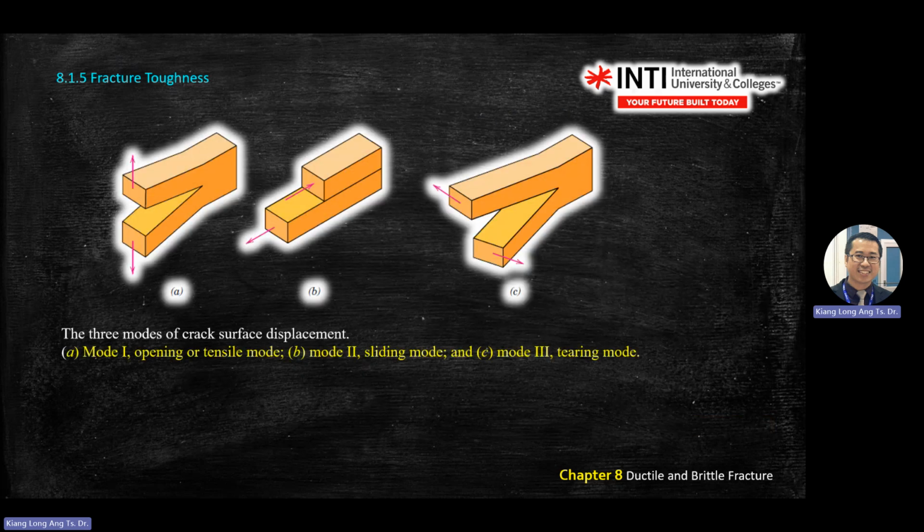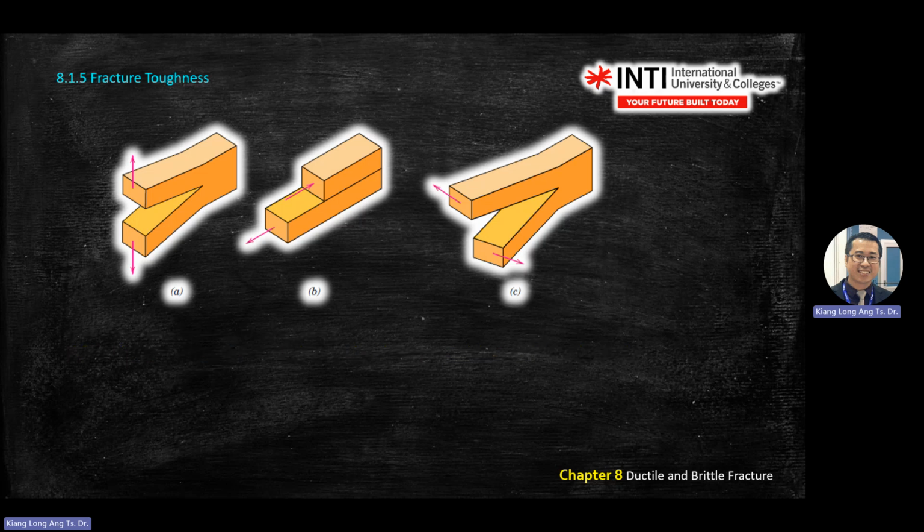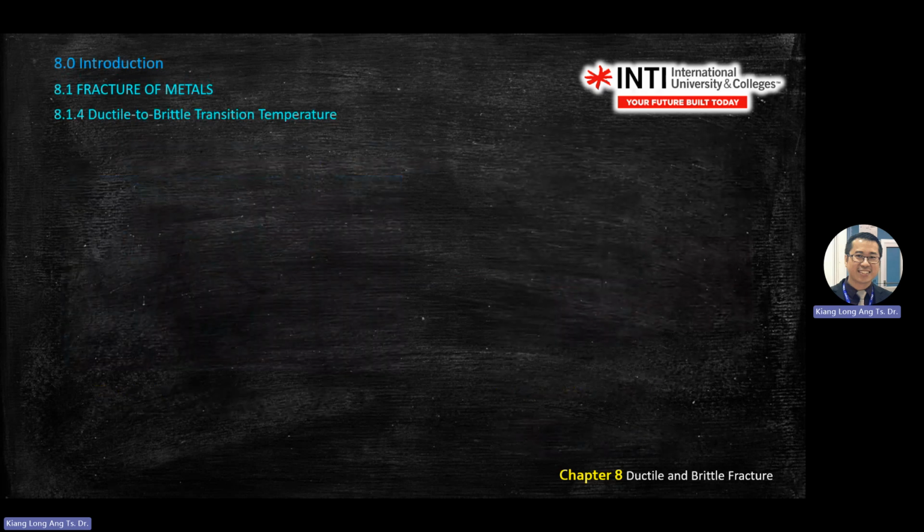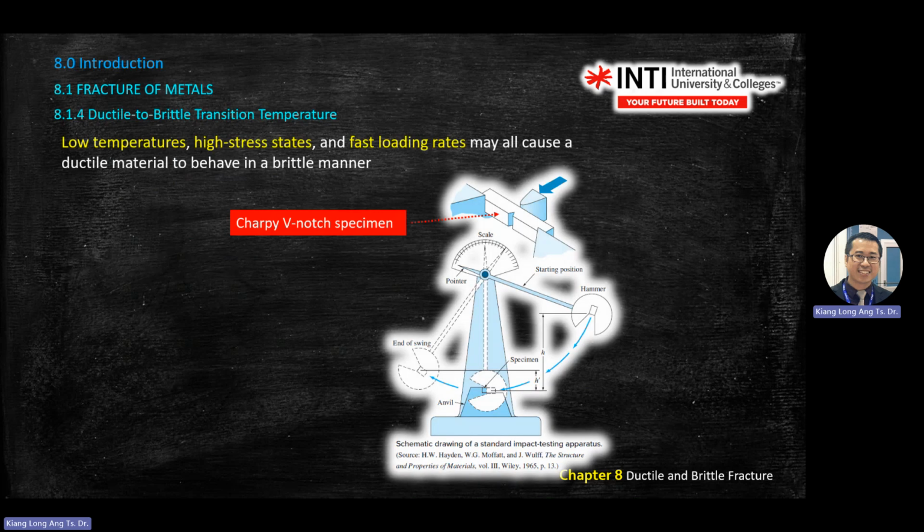So you have 3 modes of crack: mode 1, mode 2, mode 3. So what is the mode for the Charpy test? Mode 1 is like you tear the thing. Mode 2 is shear, you push it. Then this one is like tearing. So what is the mode for the Charpy test? 1, 2, 3?